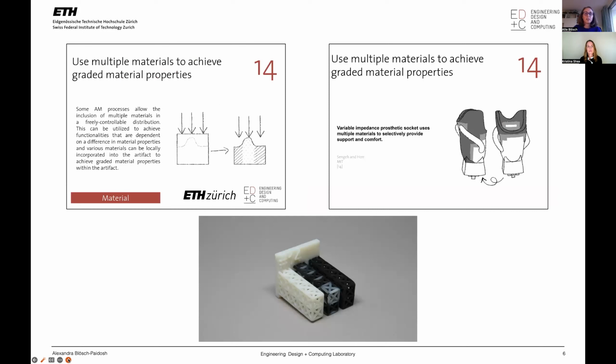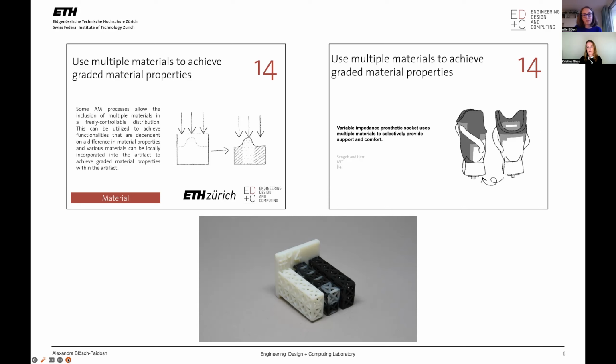So here's one: use multiple materials to achieve graded material properties. What does that mean? Well, that means that in some additive manufacturing methods, you can mix materials in a gradient. And here's the idea. Okay, think of how you can mix these materials either in a gradient or in a 1-0 fashion to get you to the material properties that you want, that you maybe wouldn't otherwise be able to achieve with a single material.